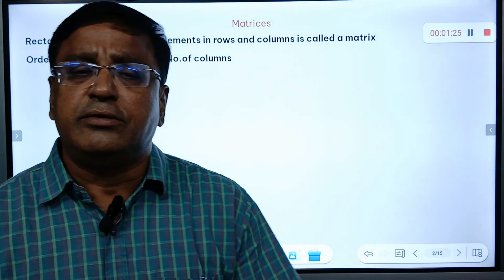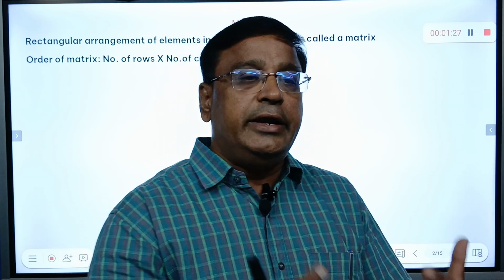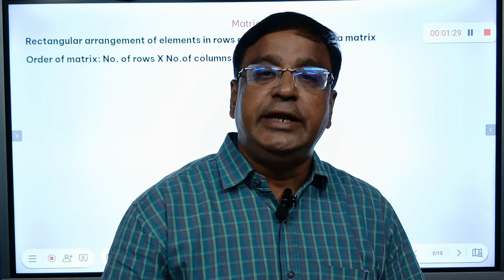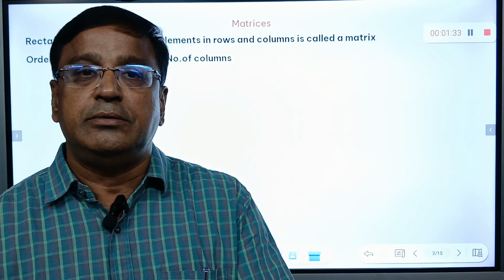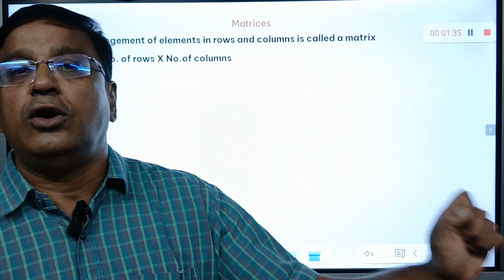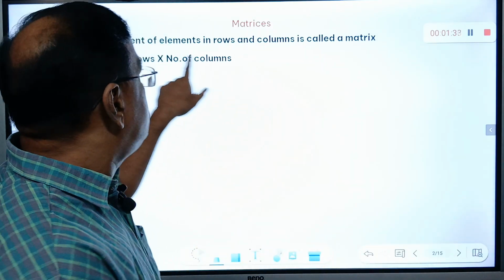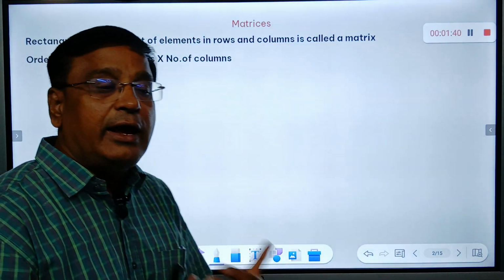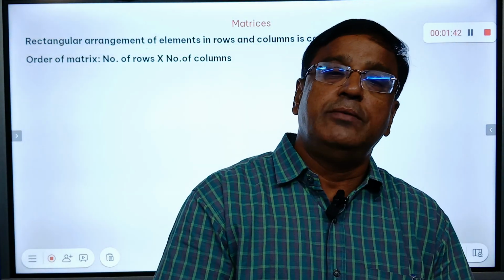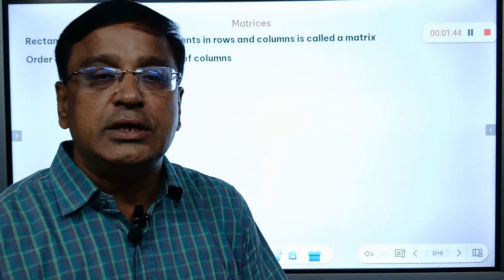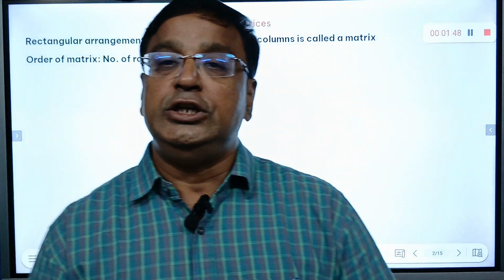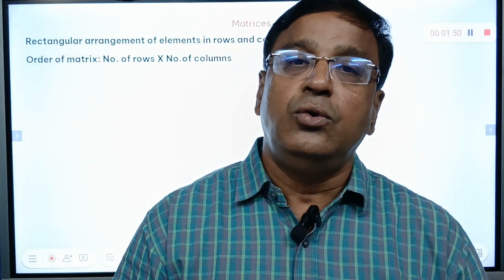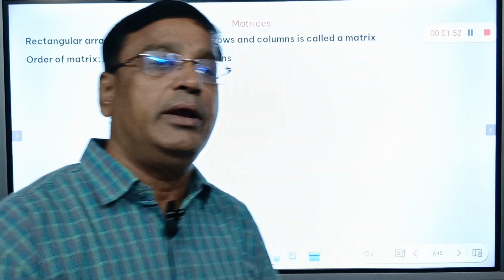Now, what is this matrix? You arrange the data. I call these data as nothing but elements. You arrange these elements in rows and columns, so it gets the form of a rectangle. So a rectangular arrangement of elements in rows and columns is called a matrix.